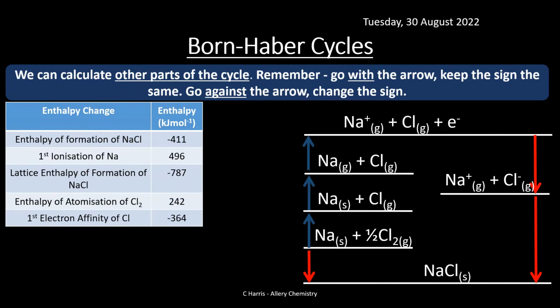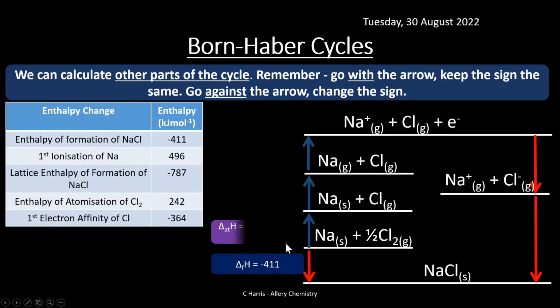Okay, so let's look at another example. We're going to calculate a different part of the cycle, just to show you this. Keep the principle the same. We've got some information here. What I would probably do is start by plugging some of this information into the gaps. So we've got the lattice enthalpy of formation, and we've got the enthalpy of formation. Don't get these two confused, by the way. The enthalpy of formation is this one, so that's minus 411, which is brilliant.